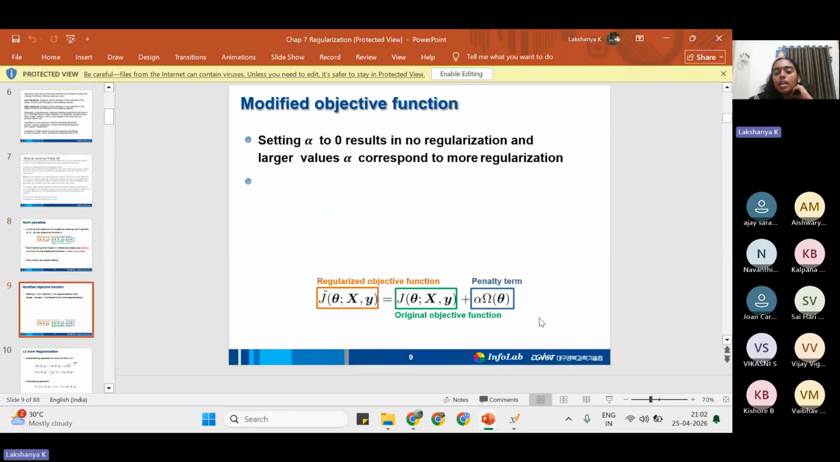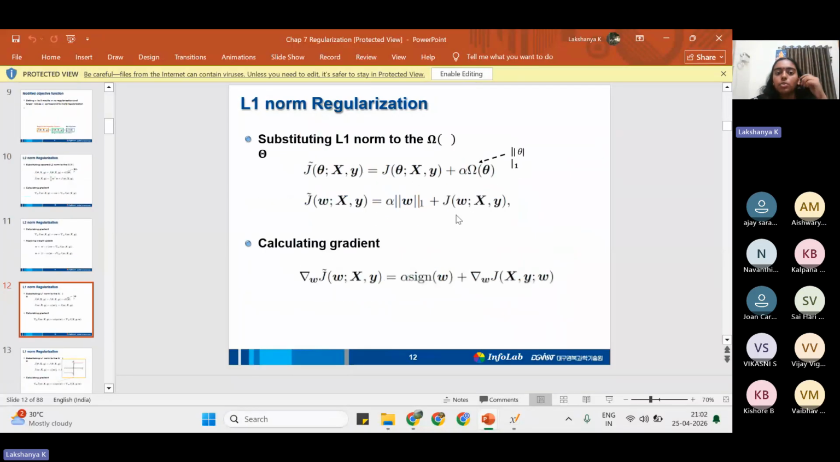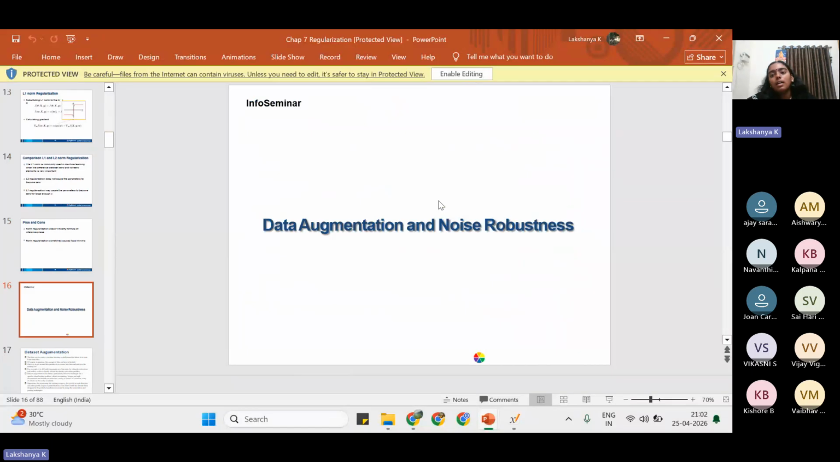That's the idea. Now, this penalty term should be decided based on what your error function is. So if you're using a squared error function, your penalty term will be different. If you're using an absolute error, absolute value kind of error function, then your penalty term will be different, and so on and so forth. That's the idea. That is about how you can play around with the objective function.